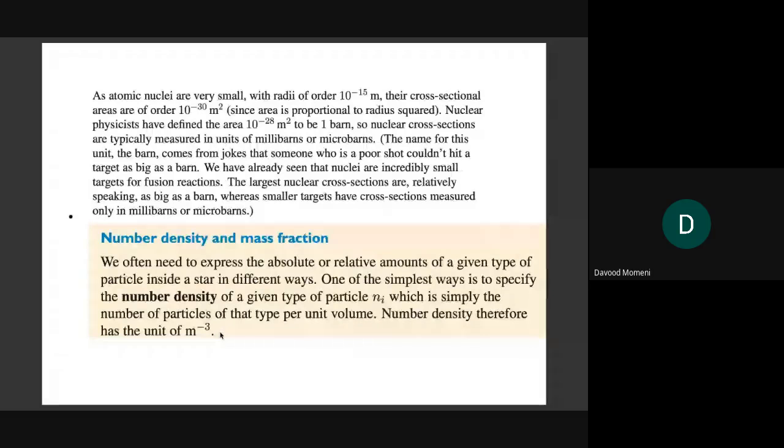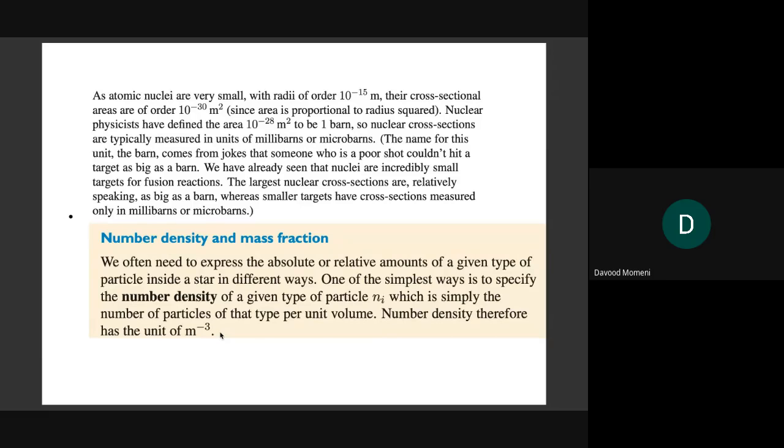Their cross section is just like an area. Area is proportional to the radius squared, so the cross section is 10 power minus 15 squared, 10 power minus 30. You remember. So what does it mean? It means that you are standing in front of the target and the size of the target is 10 power minus 30 meters squared. Okay, and you're shooting at it with particles instead of bullets.